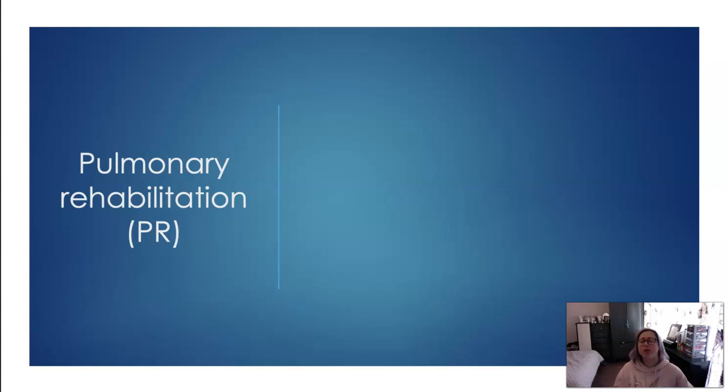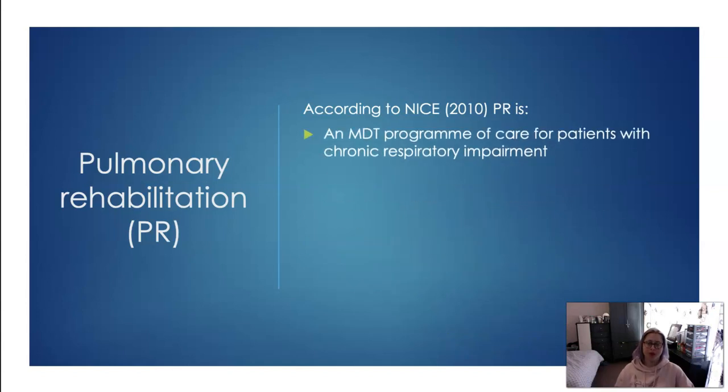So obviously I introduced pulmonary rehab earlier. So what is pulmonary rehab? Well, according to NICE 2010, pulmonary rehab is a multidisciplinary program of care for patients with chronic respiratory impairment. These tend to be individually tailored. So it might be that patients are taking part in specific classes or specific seminars or support groups, but depending on the individual, these will then be recommended to that individual in a specific manner.